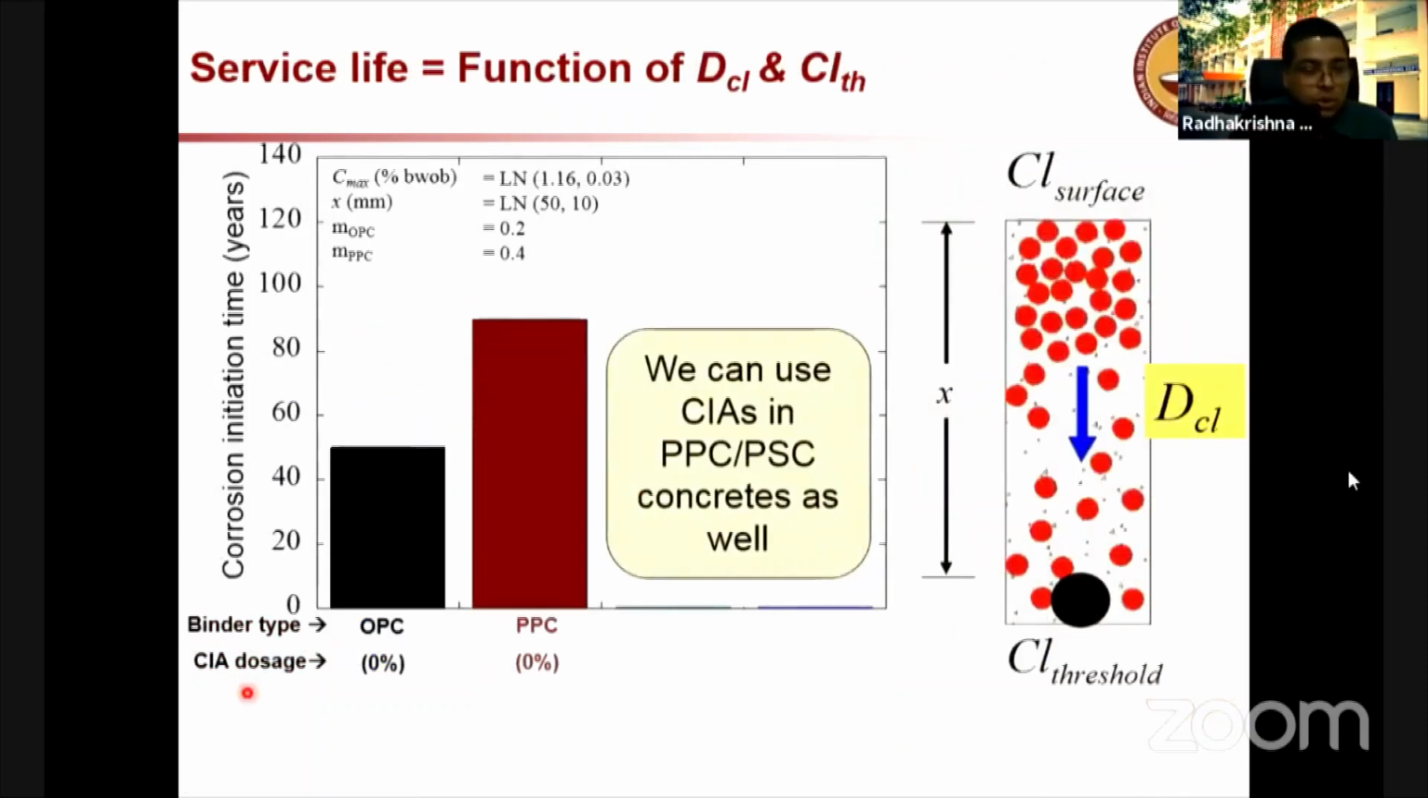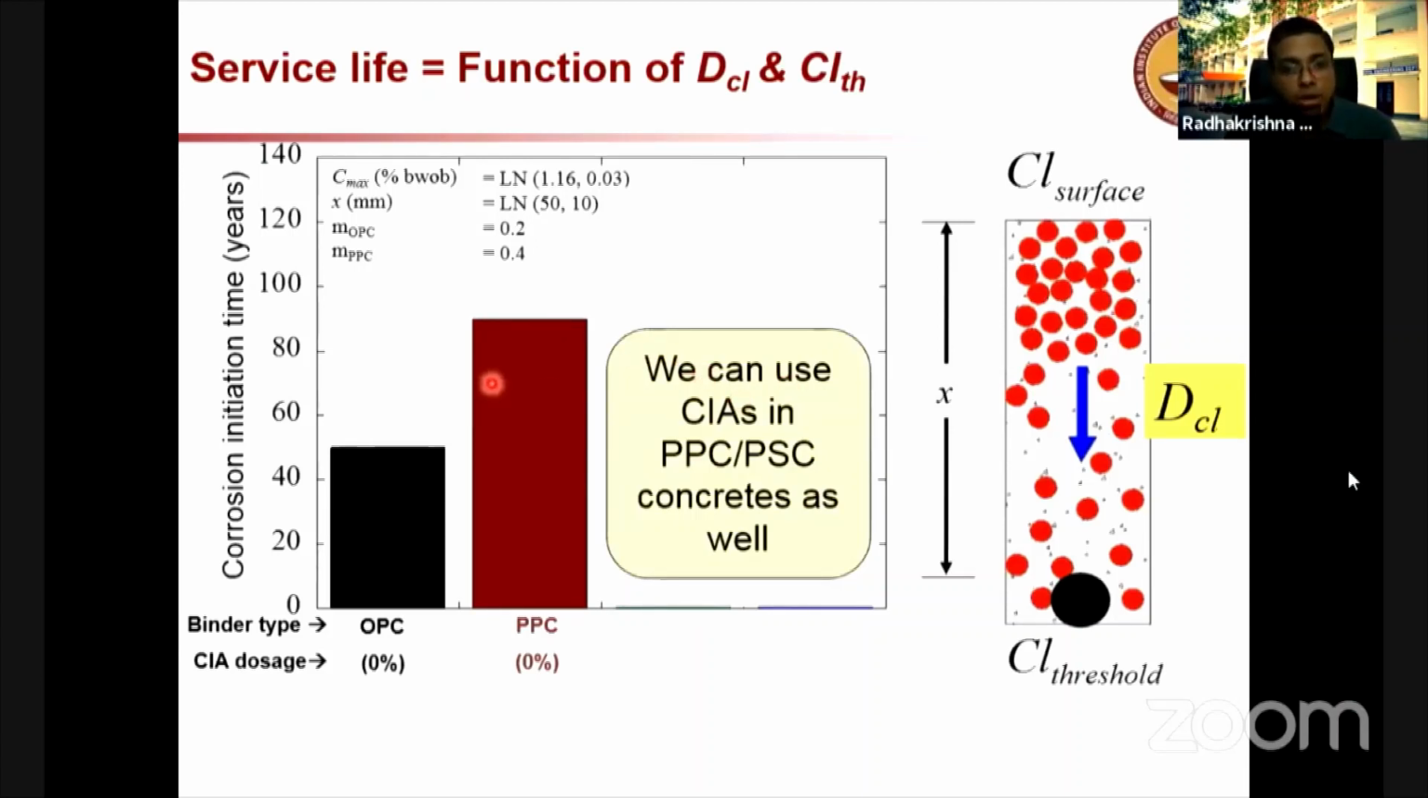But is it something to worry about? No, because even though the chloride threshold is decreasing, when we use fly ash concrete, the diffusion coefficient also decreases significantly, which still gives you a significant increase in the service life. So in the case of OPC, if it is about 50 years, in the case of PPC you can get 90 years. So these are all case studies which we do with assumptions. For different types of steel concrete systems, you will have to do these kinds of studies or estimates and then come up with your own conclusions. But just to show you how impactful these SCMs can be on service life.